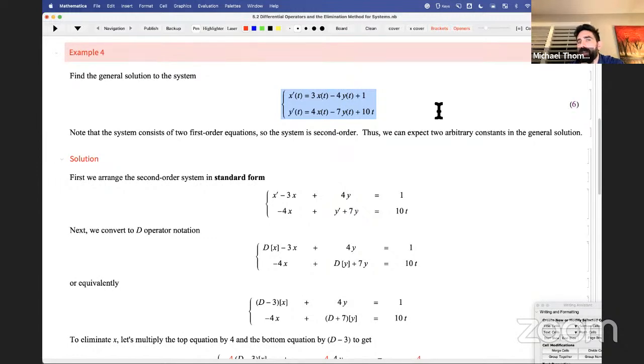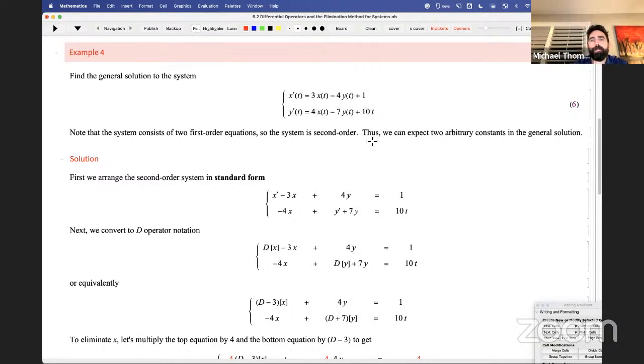Second order. It's second order because it's got two first order equations in it, right? And what are the variables we're trying to find? X and Y. You're always trying to find dependent variables in differential equations, X and Y. And the independent variable here is T. And when I say solve for the dependent variables, X and Y, those are functions, right? So we're solving for those functions.